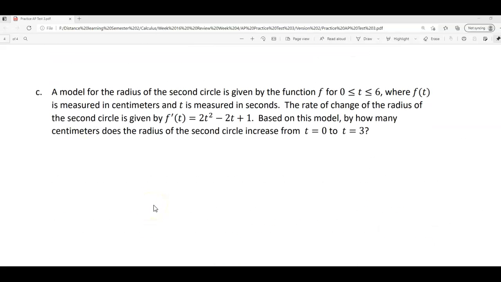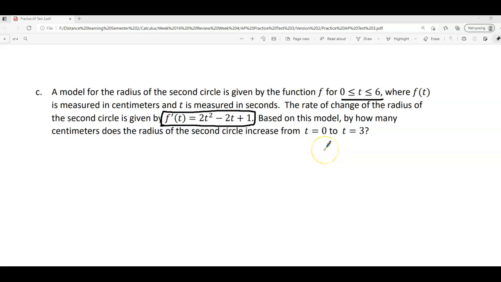A model for the radius of the second circle is given by the function f on the interval from 0 to 6, where f(t) is measured in centimeters and t is measured in seconds. The rate of change of the radius of the second circle is given by this. So this is how fast the second circle is changing. Based on this model, how many centimeters does the radius of the second circle increase from 0 to 3?